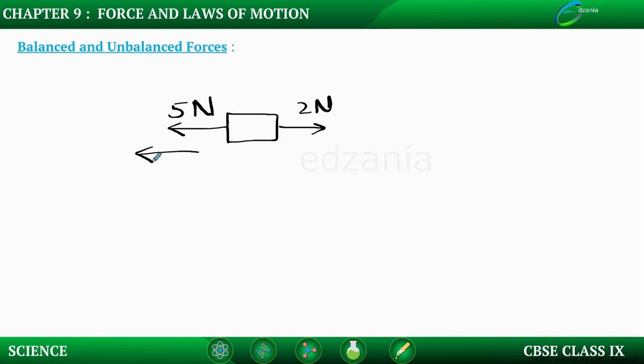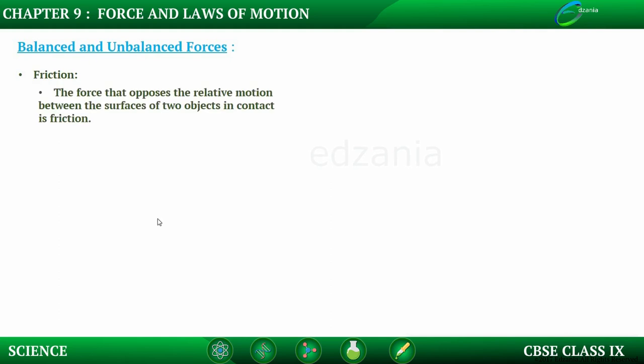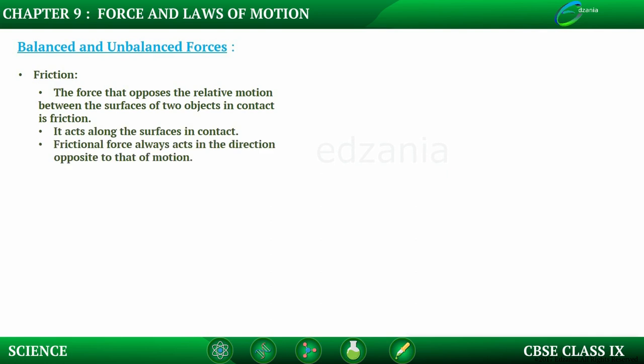Here, another force comes into picture, that is friction. In this section, we are going to study about frictional force and what are the examples of frictional force. How do we define friction? We define friction saying the force that opposes the relative motion between the surfaces of two objects in contact is friction. It acts along the surfaces in contact. Frictional force always acts in the direction opposite to that of motion. That is, if the motion is taking place towards right, then friction force will act towards left.